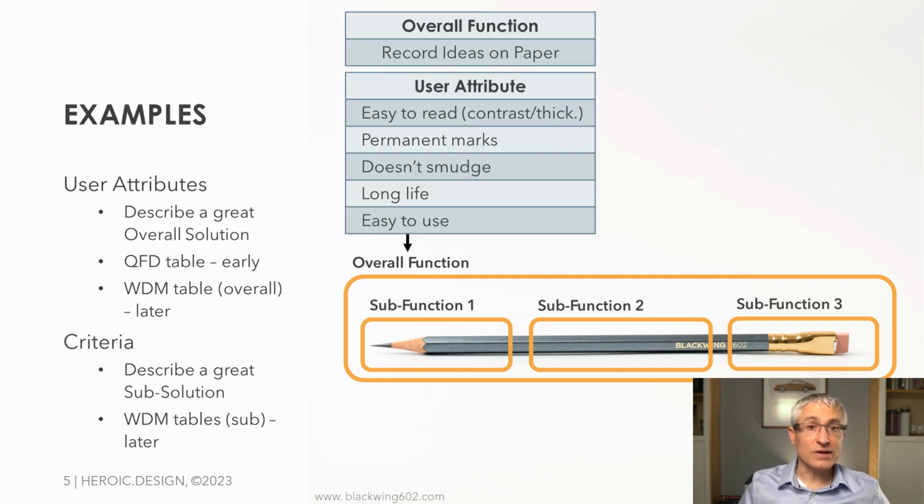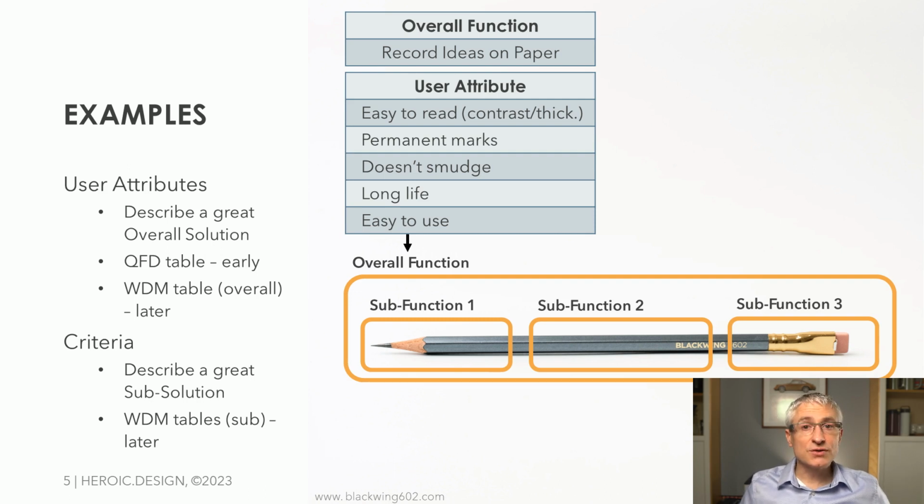This is our example. The overall function here is to record ideas on paper. The list of user attributes here describes a great solution to that function. Remember that I'm showing it backwards here. We usually come up with the user attributes and criteria before we come up with the solution.